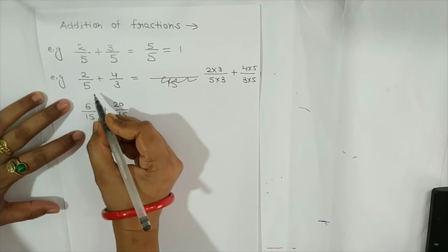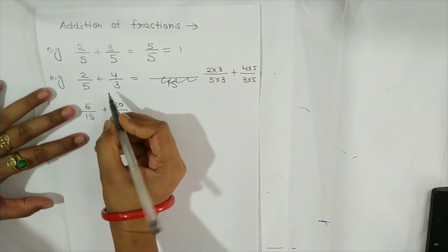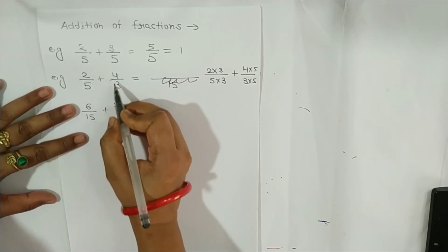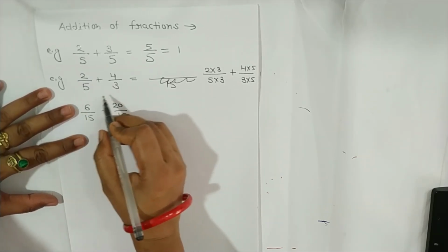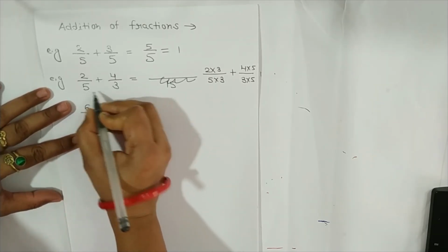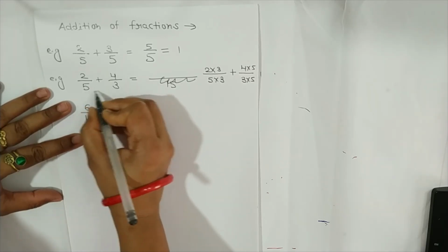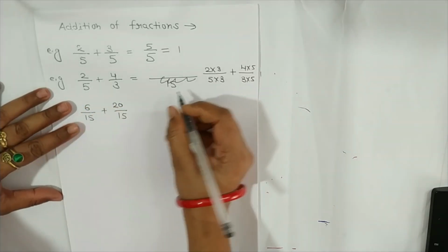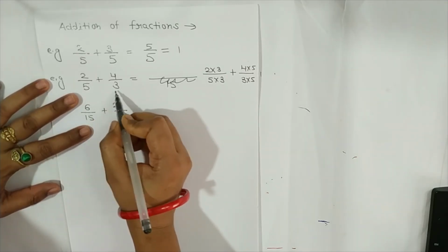Now move on to the next example, when denominators are different. Here 2 upon 5 and 4 upon 3, the denominators are different, so we will solve it by the LCM method. First we have to take the LCM. 5 and 3 are two prime numbers, so the LCM will be the product of these two numbers, that is 15. Now we have to make this denominator equal to the LCM.